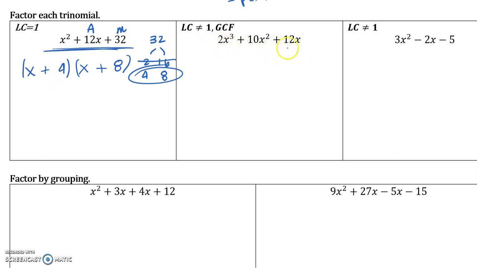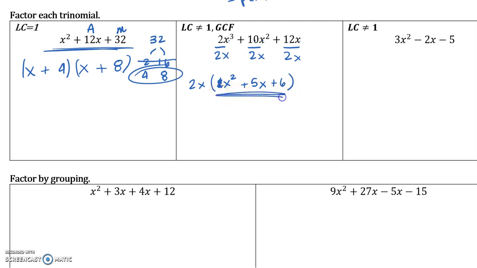This problem has a GCF in it. So first, let's focus on our GCF. Our leading term is not 1, which makes life a little bit more complicated. They all divide by 2. And we have an x cubed, an x squared, and an x, so everything is divisible by an x. So I have a 2x. And then I have now x squared, and then divided by 2 is 5x, and then 12 divided by 2 is 6.